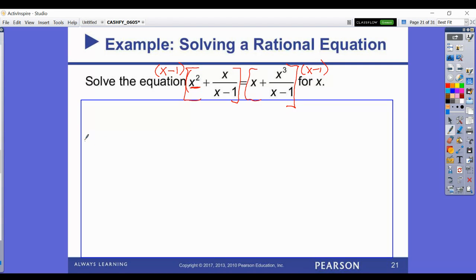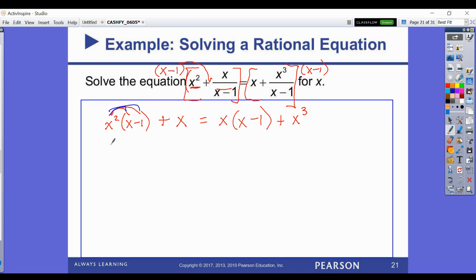So the first term here is going to be x squared times x minus 1 plus, when I multiply this one, the x minus 1s are going to cancel, so I'm just going to have an x. Then I have my equal sign, x times x minus 1 plus, and over here, this fraction, they're going to cancel again, so I just get x to the third. So it looks like I've got lots of x's going on. Let's go ahead and do a little bit of distributing here and clean this thing up as much as we can.